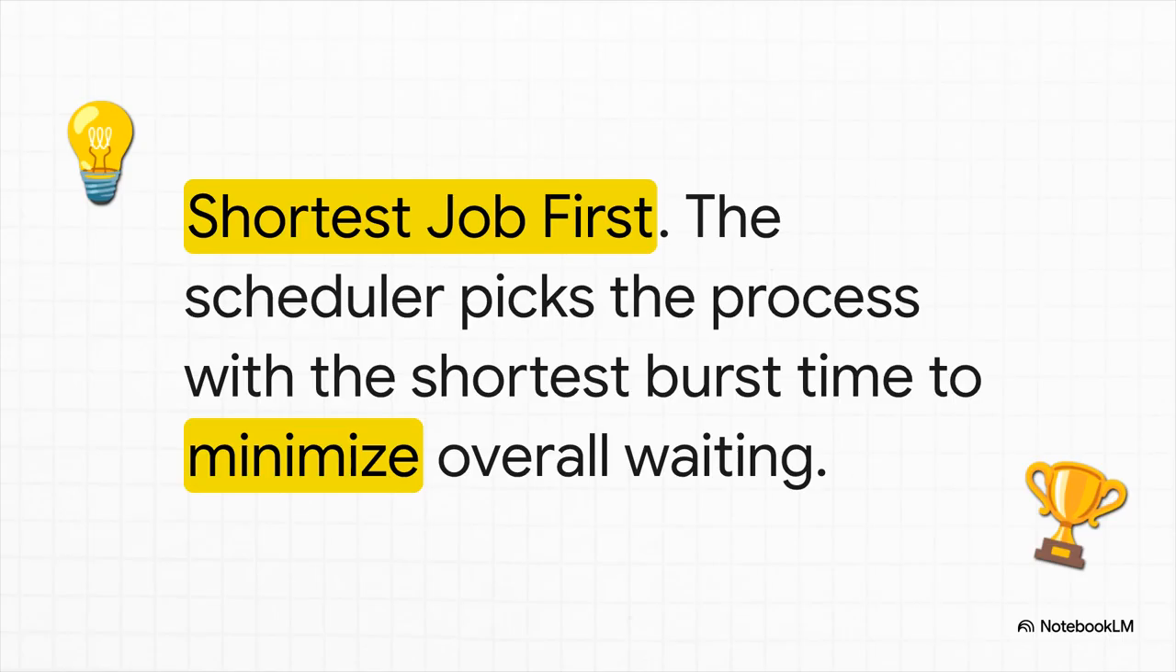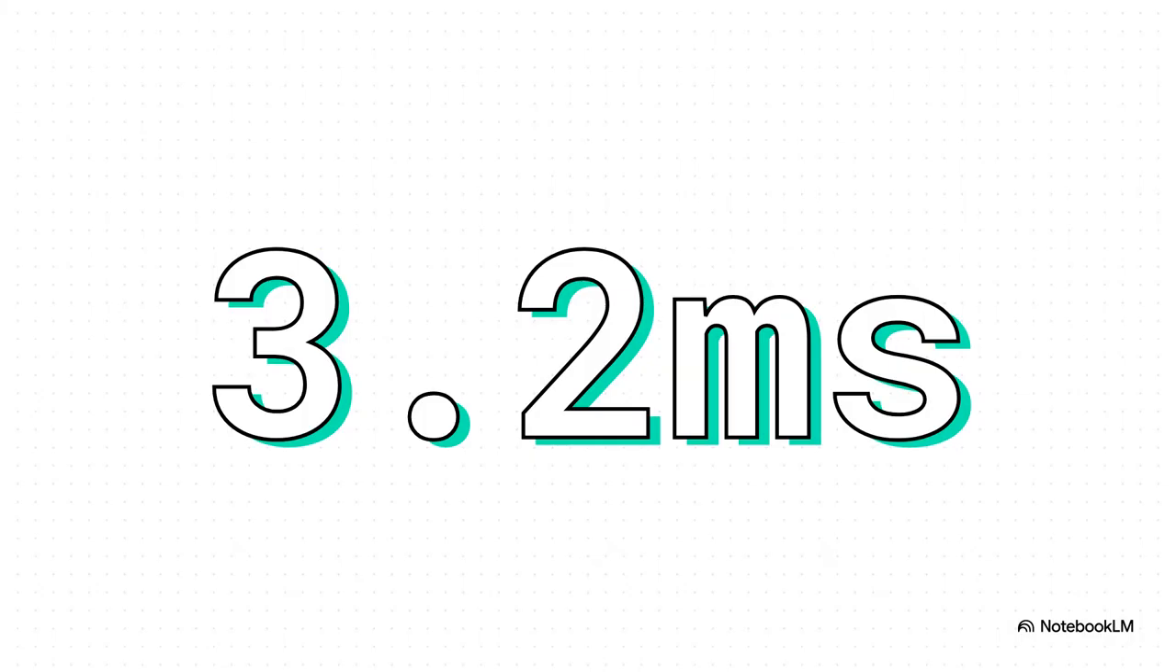Shortest job first. So instead of a dumb queue, the OS now looks at all the processes that are ready to go and picks the one with the smallest burst time to run next. The whole idea is to get the quick jobs out of the way as fast as possible to keep the line short. And look at that. The average wait time drops all the way down to 3.2 milliseconds. It's not magic, it's just a better strategy.